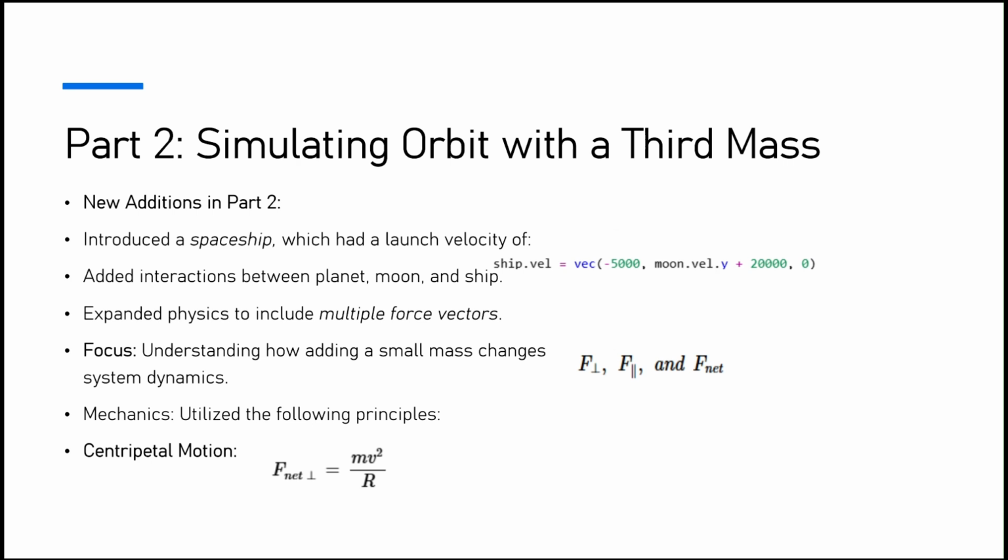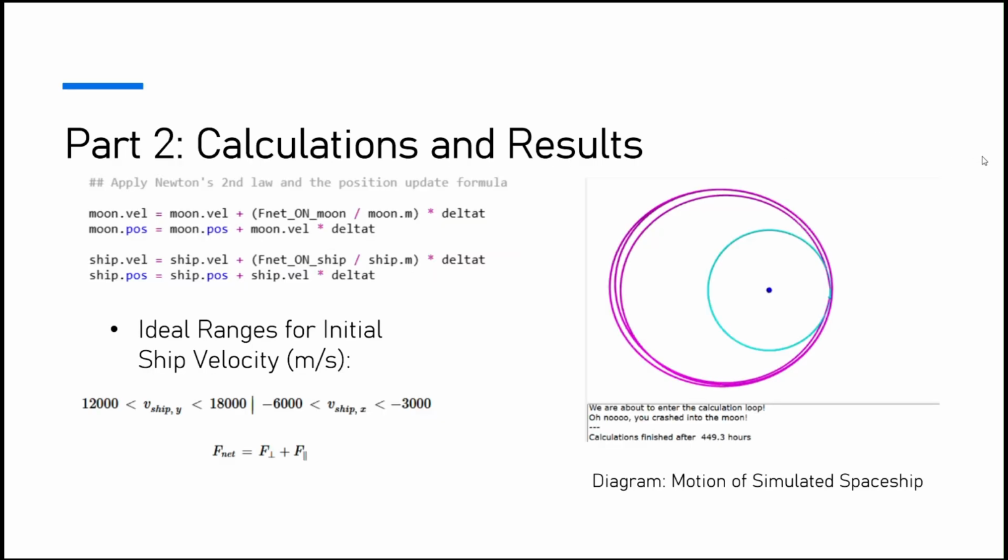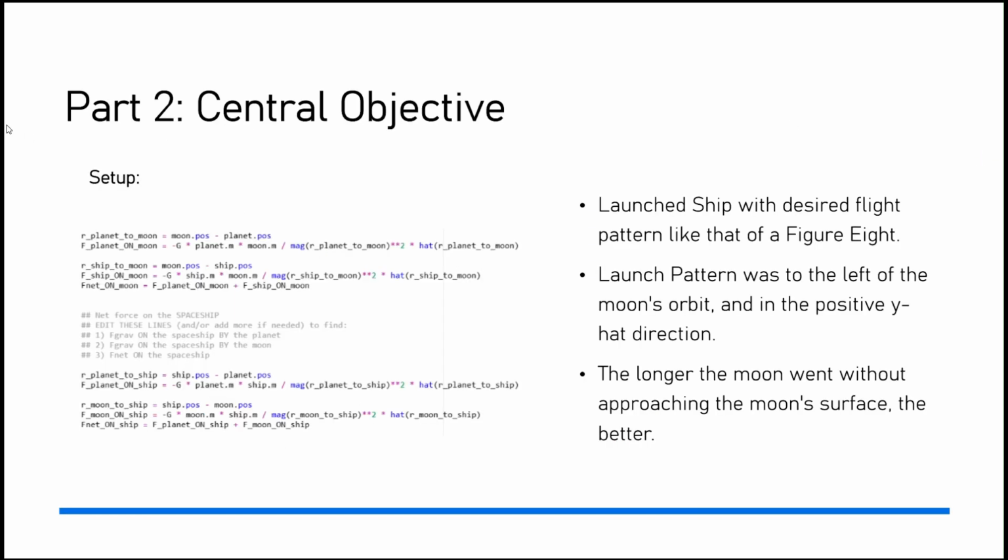In part 2, we expanded the system by introducing a spaceship. The planet remained at the center, and the moon orbited it, and the ship launched from the moon's surface. Each object experienced gravitational forces from the others, so we used multiple force vectors to find the net force at each time step. In the code, I computed the gravitational force between all objects: planet on the moon, ship on the moon, planet on the ship, and moon on the ship.